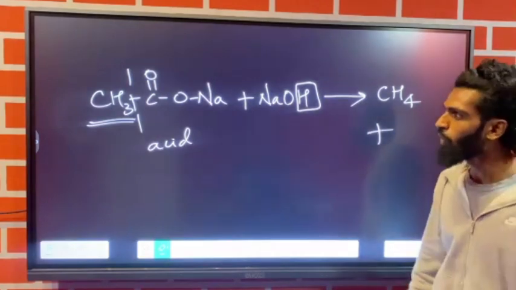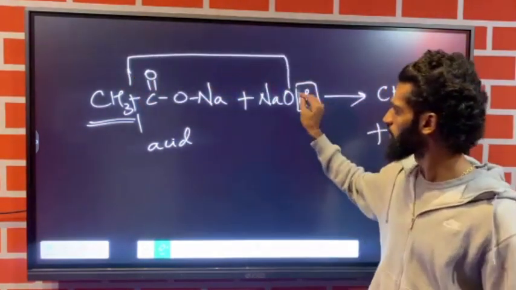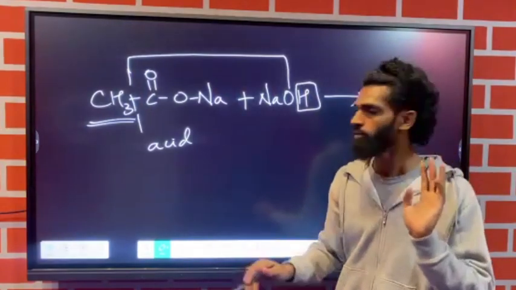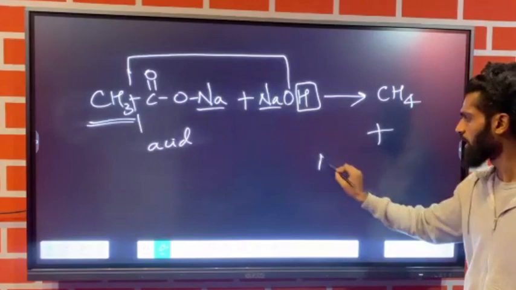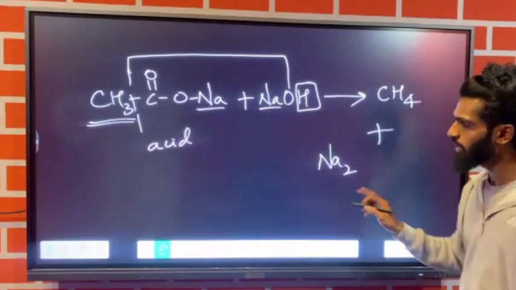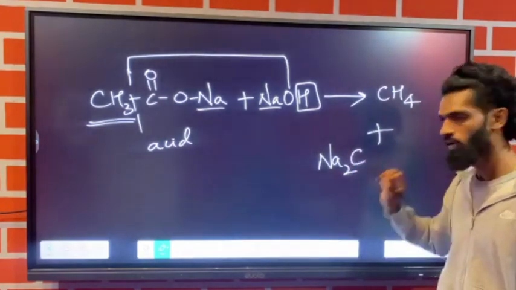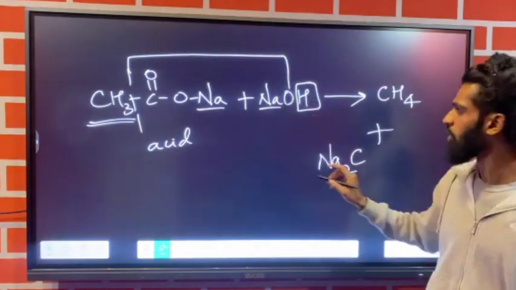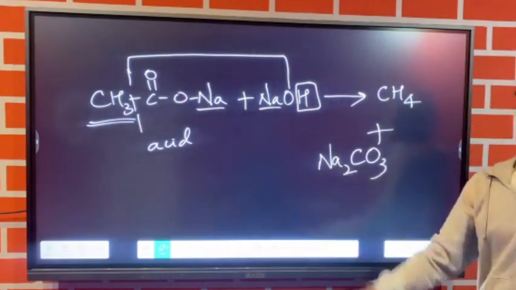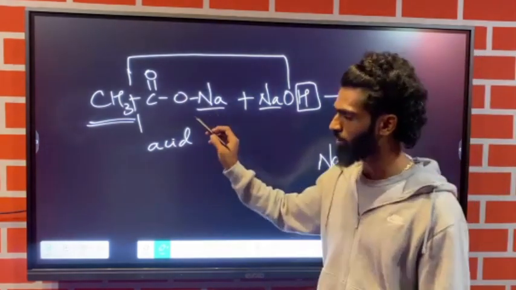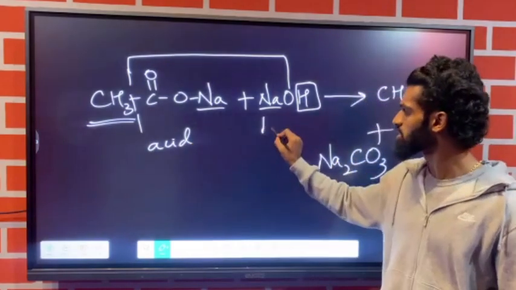Plus, see what is remaining. Whatever is remaining in this part, combine it together and write it. Totally, how many Na are there? Two Na, so I'll write Na2. Next, how many C are there? One. Fine. How many O are there? O, 1, 2, 3. So this is the sodium salt of a carboxylic acid reacting with the base.